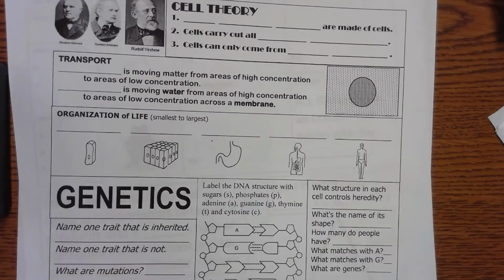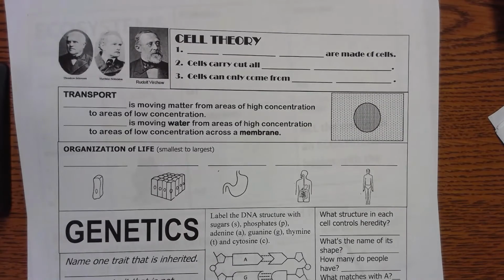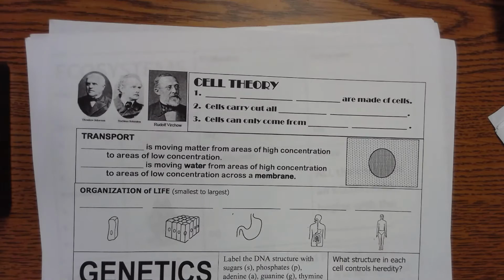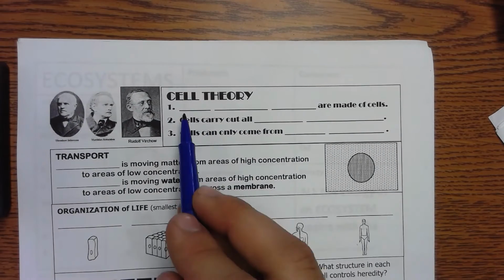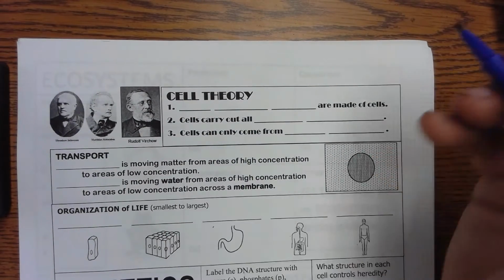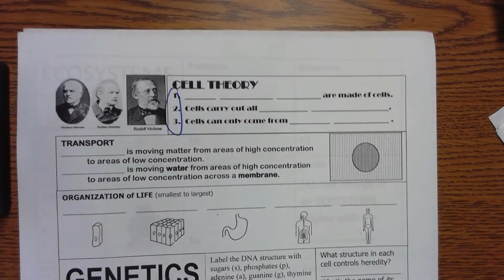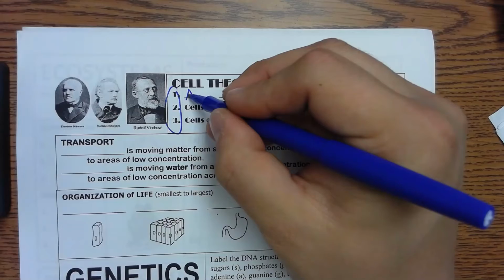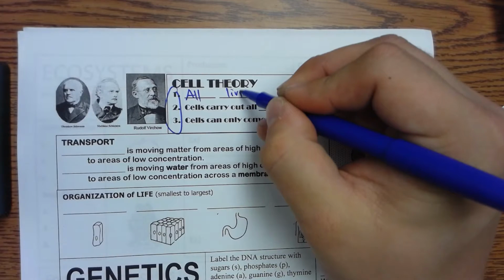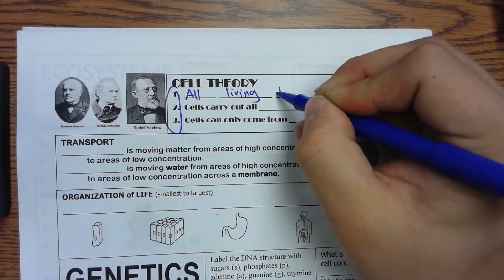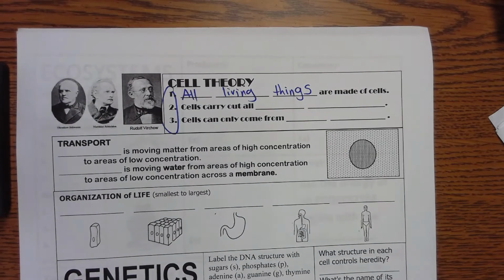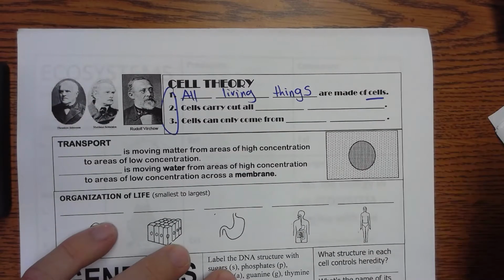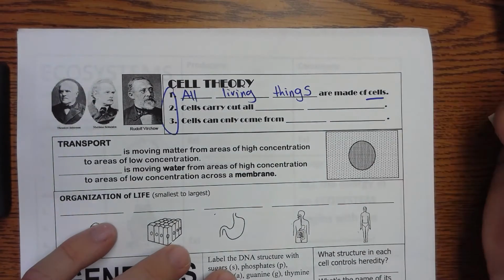Okay, the next worksheet is this one. A little bit more about cells, and then we're going to get into genetics. So, remember the cell theory. There are 3 parts that you kind of have to know. The first one says, all living things, a cactus, a bacteria, humans, that zebra, are made up of cells, either one cell or many cells.